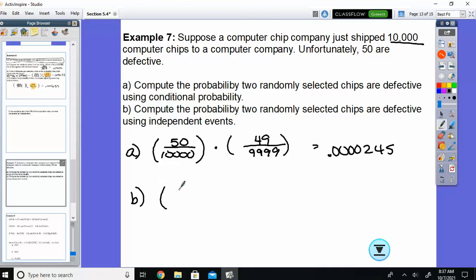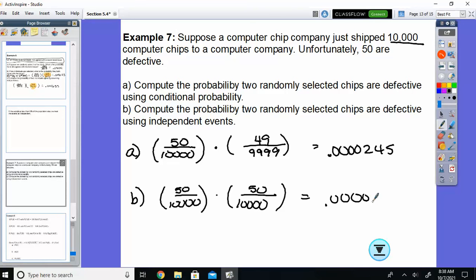If we treated this as independent, that means you take your first, you select it. If they're independent, then you have to throw it back in the pot and then select the next one. So what's the probability of the second one if I put the first one back? And you get a slightly higher chance, but not much.